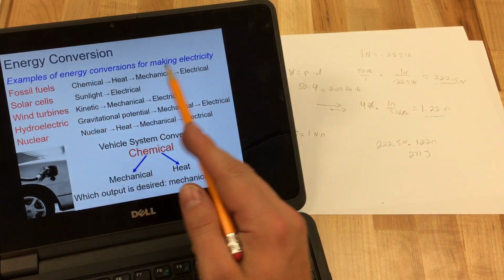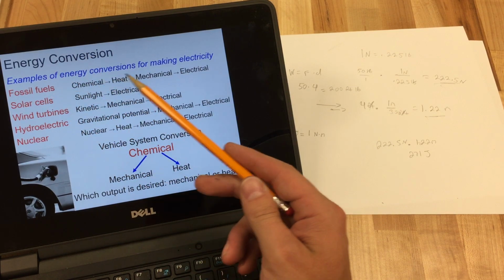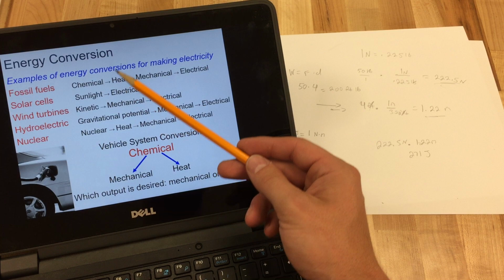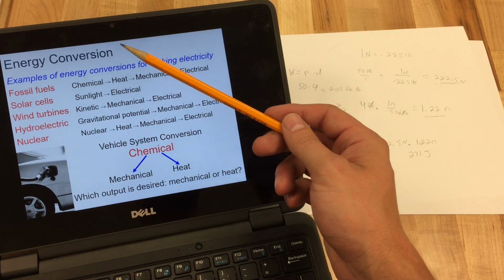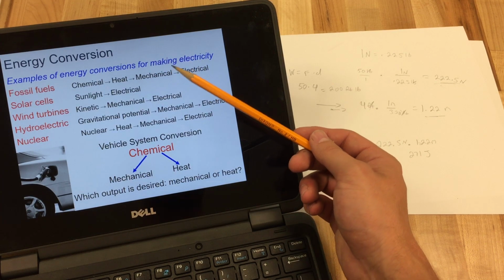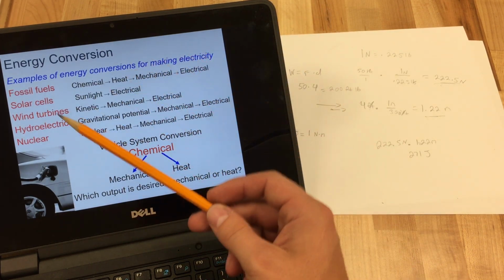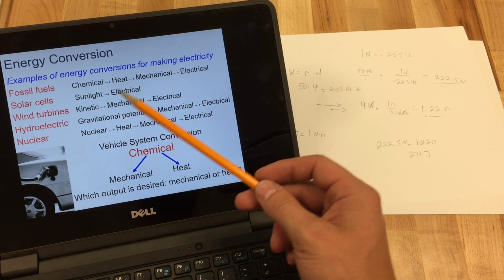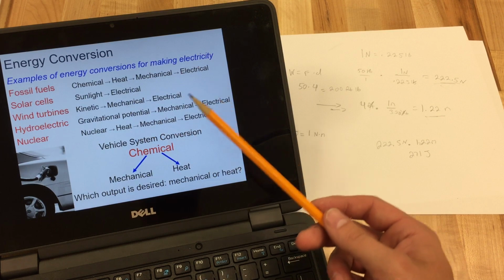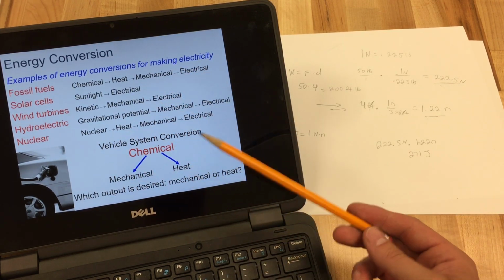So here are some examples of conversions for making electricity. Fossil fuels, chemical. So we burn fossil fuels to create heat. The heat warms up the water. The water turns into steam, turning the turbines. The turbines then create electricity. Okay, so that's one example. Wind turbines turn a generator, which creates electricity. All these are examples.